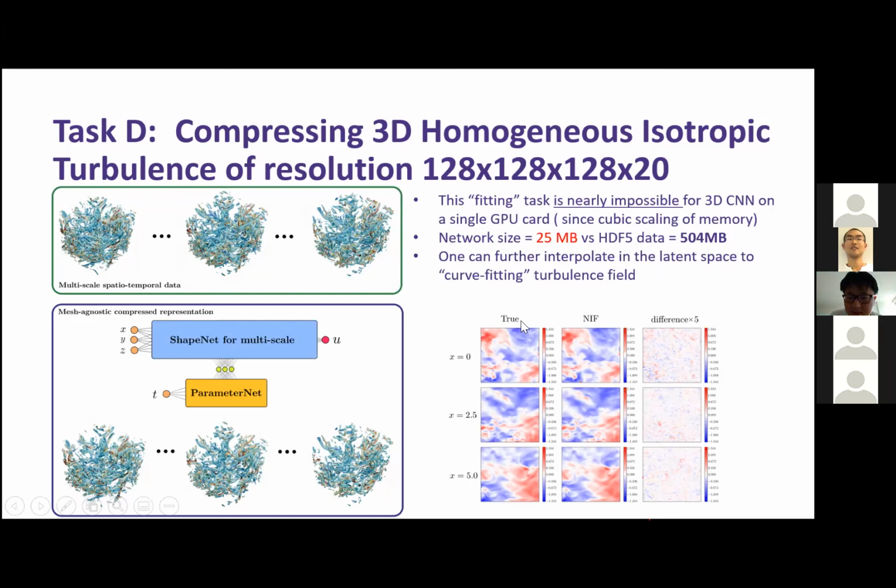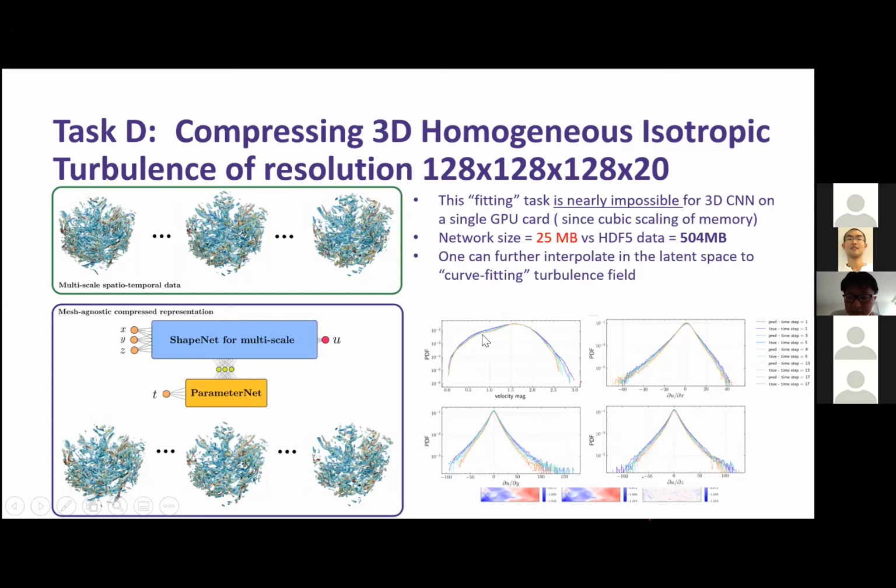So as you can see, this is a 2D slice of the flow field, and the NIF performs pretty well in terms of fitting this data set. And here is the PDF statistics for velocity magnitude, as well as the gradients.